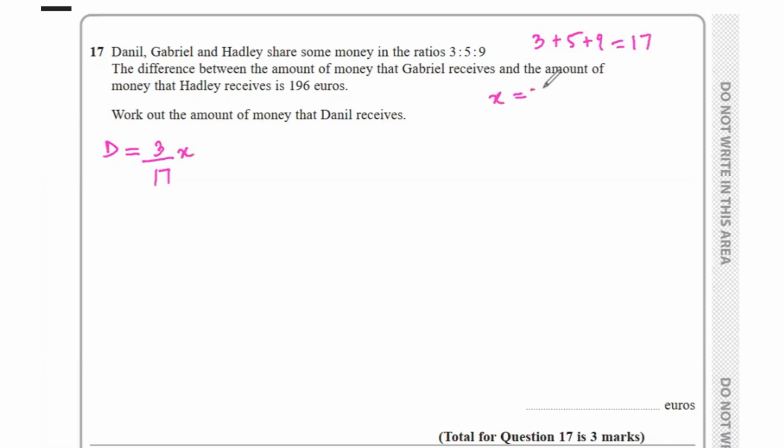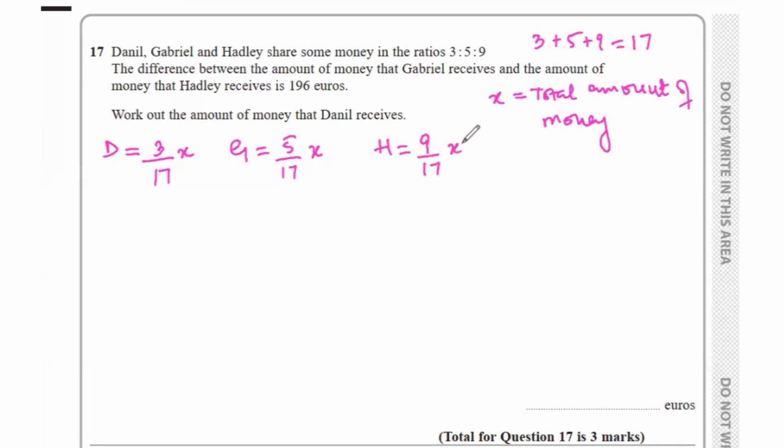X is the total amount of money. Similarly, for Gabrielle, that's going to be 5 over 17 times x. And for Hadley, that's 9 over 17 times x.